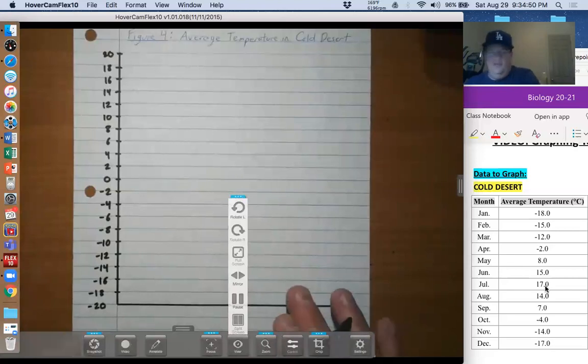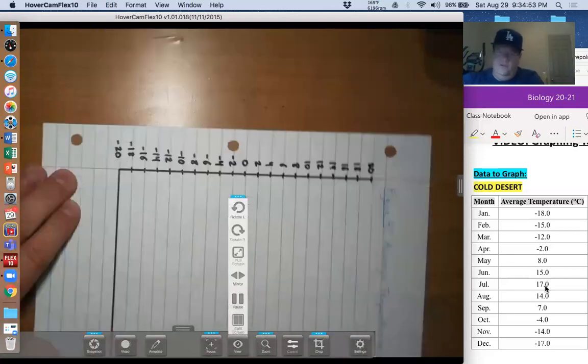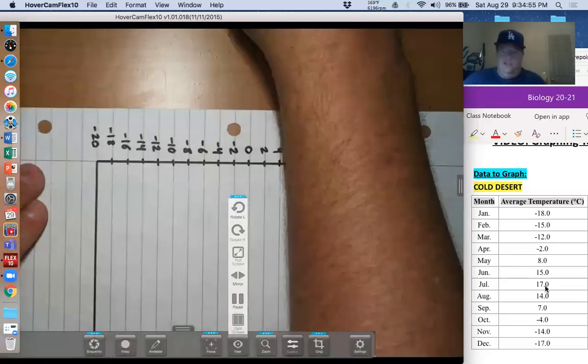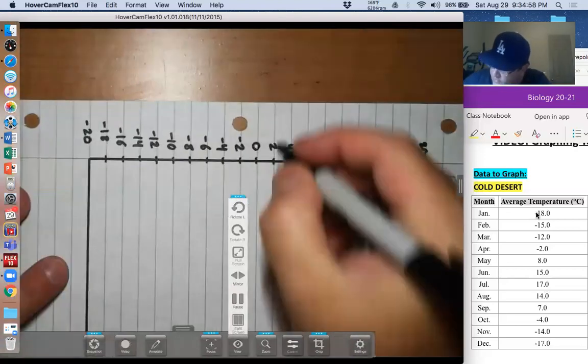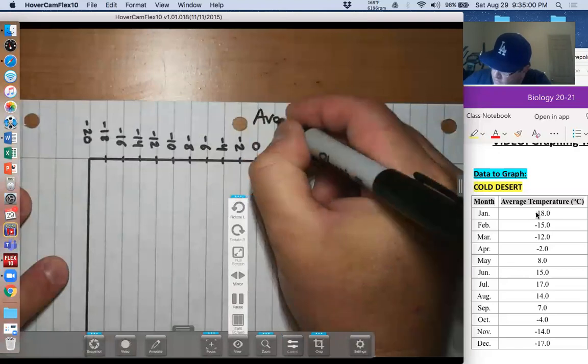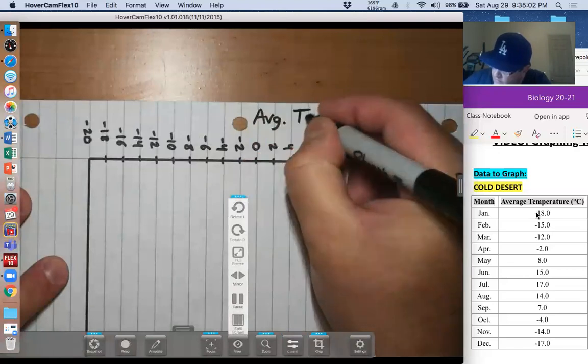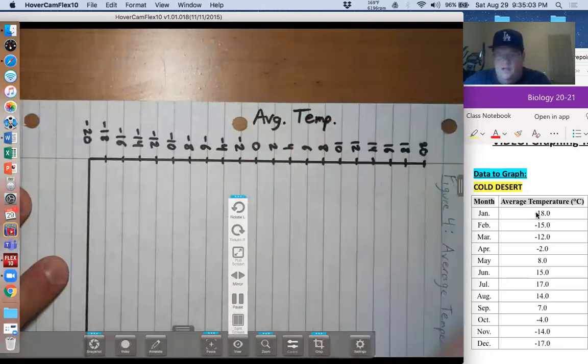Okay, we got to label it. So let's turn our paper. What is it that we are measuring? Well, it says over here in our data, average temperature. Average temperature. And you can abbreviate that if you'd like. And then again, how is it measured? We're using degrees Celsius, not Fahrenheit.